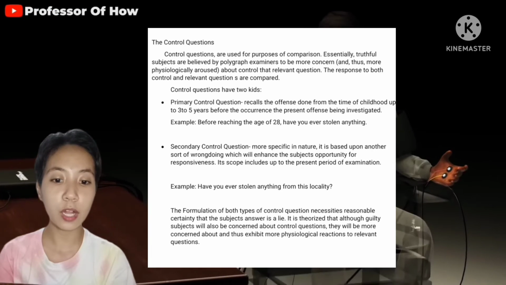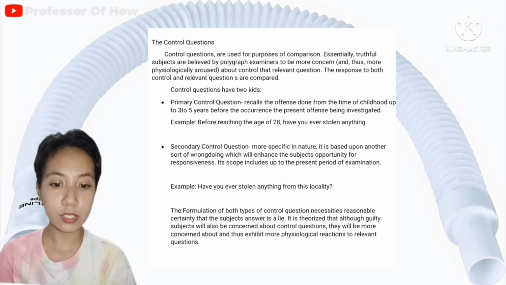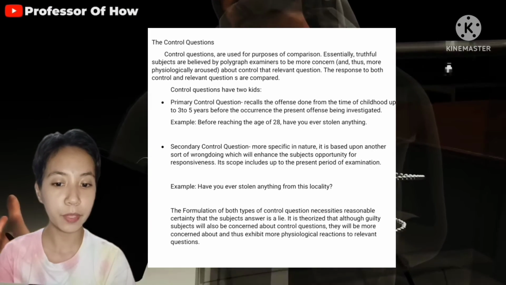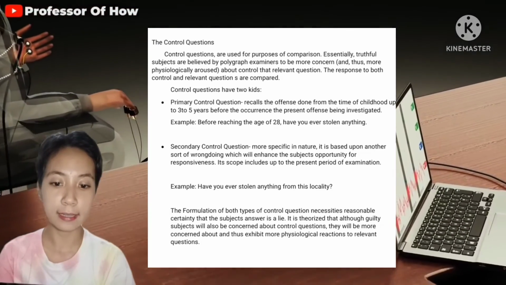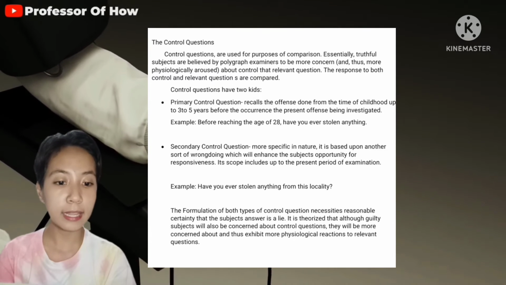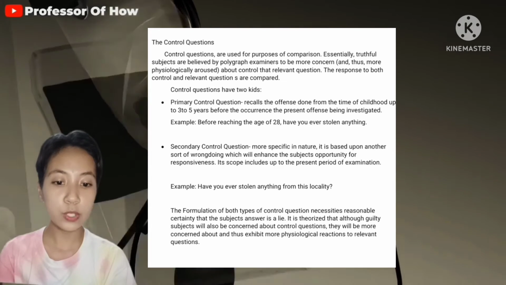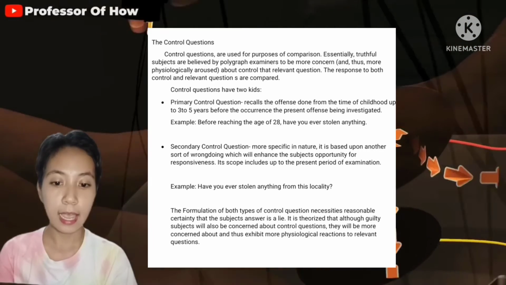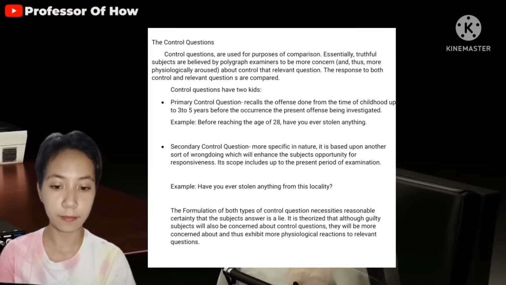Let us first talk about the primary control questions. Primary control questions recall offenses done from the time of childhood up to 3 to 5 years before the occurrence of the present offense being investigated, while secondary control questions are more specific in nature and are based upon another sort of wrongdoing which will enhance the subject's opportunity for responsiveness. Its scope includes up to the present period of examination.